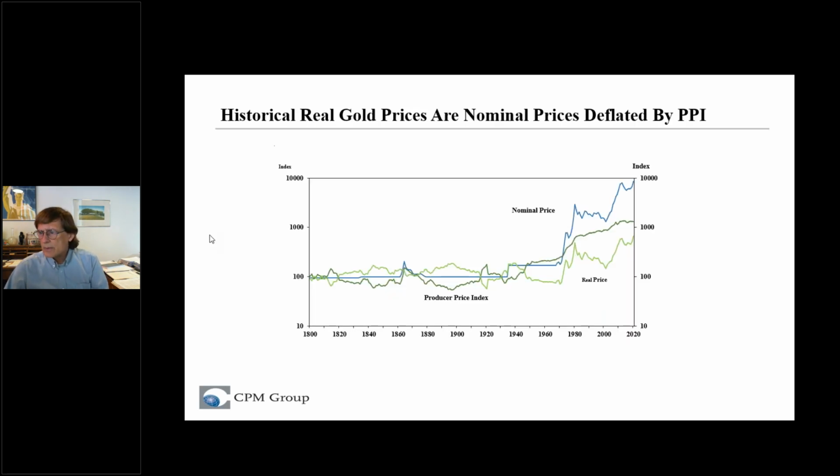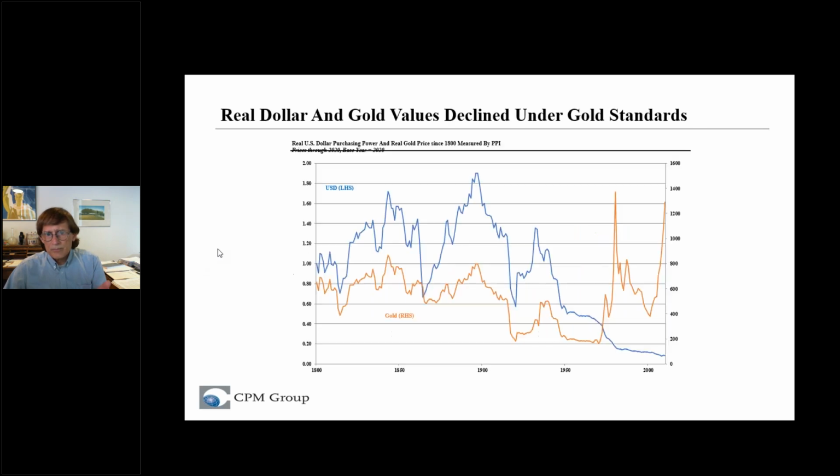I want to show you a couple other things. This is just the same data, real and nominal gold prices, and this is the producer price index that we use, just so you can see how it is that we come to the real gold price from the consumer price, because that seems to confound some commentators in the market. And then this is the real dollar and the gold dollar price, 1800 to the present.